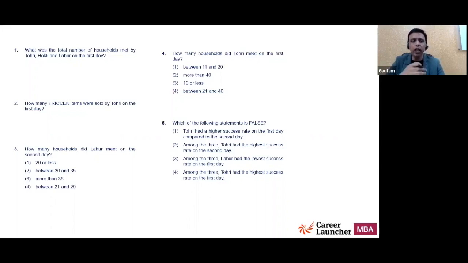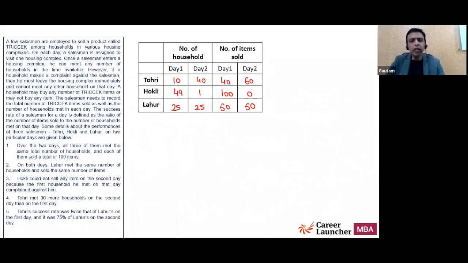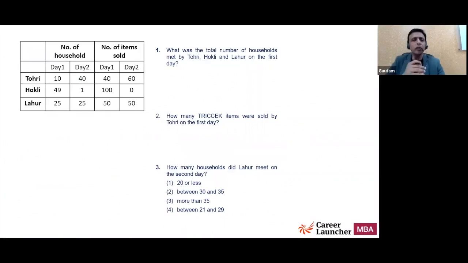So had to actually go and solve all the questions, all the equations. So solving the equation probably would be able to figure out the complete table. Now, all the questions probably would be an easier attempt. So what was the total number of households met by Tori, Hooghly and Lahore on first day? That has to be 10 plus 49 plus 25. So my answer would be 84. Fine. So total number of households they have met on day 1 has to be 84.